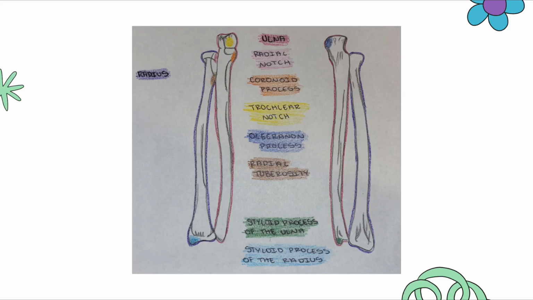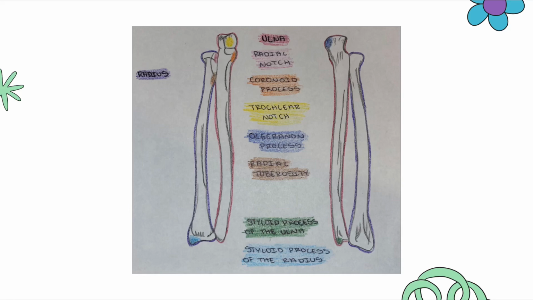It's just a little bump that sticks out, and that articulates with our hand and our carpal bones, which we're going to learn about in a few minutes. And now moving on to the trochlear notch, it's going to be located on the left picture, again up at the very top, that yellow spot. That's going to be our trochlear notch, and that part is what articulates with our humerus, which then creates our elbow. And then that little orange spot there is going to be our coronoid process of the ulna.